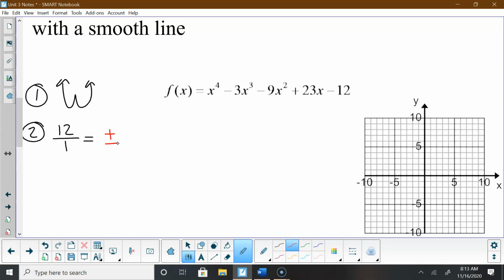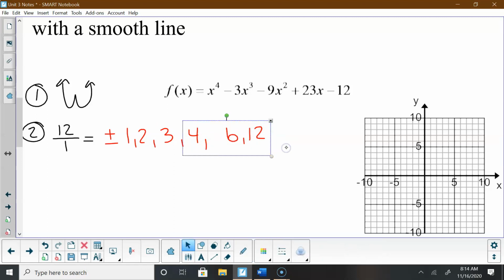What are all of the factors of 12? 1 and 12, 2, 6, 3, 4. If you notice, when I write this, I go end to end and work my way in, just because that way I'm not missing any of my numbers. And I'm a little neurotic, and I enjoy having it numerically ordered. So that's it for step 2. You're just making a list.